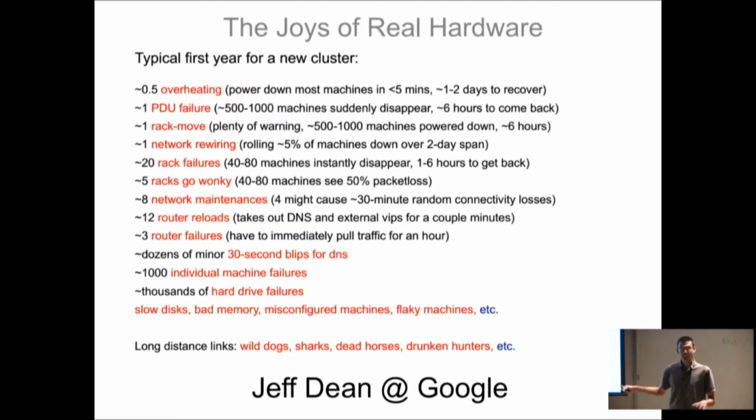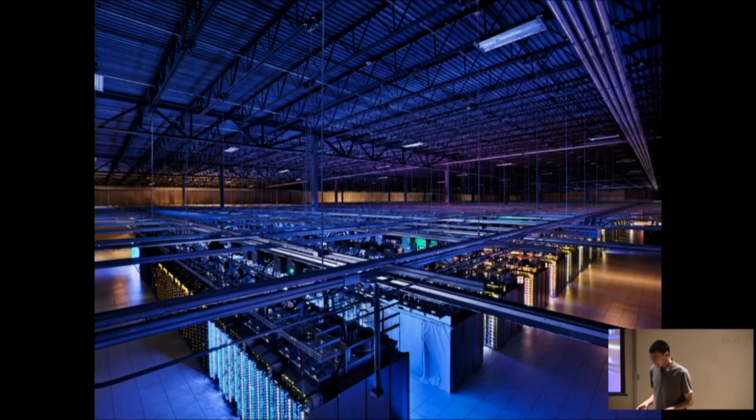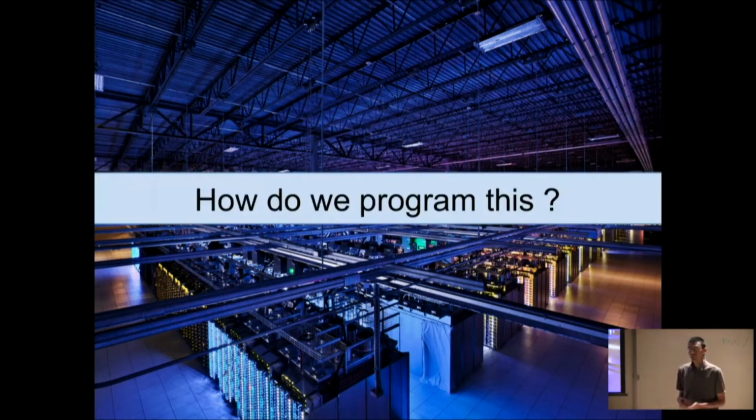This is even discounting natural disasters like earthquakes, lightning strikes, and so on and so forth. So the biggest challenge is, now we have this set of machines which are unreliable in their storage stack, in their compute stack and so on. How are we going to program this thing? How are we going to write any code and get any work done if we don't know which machines are going to be up and which machines are going to be down?